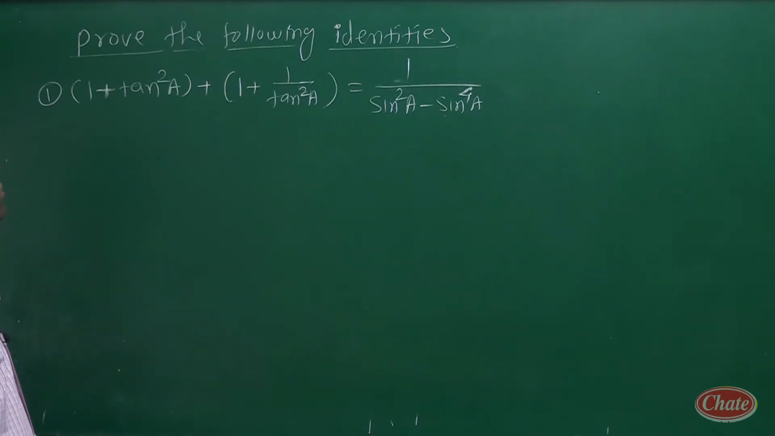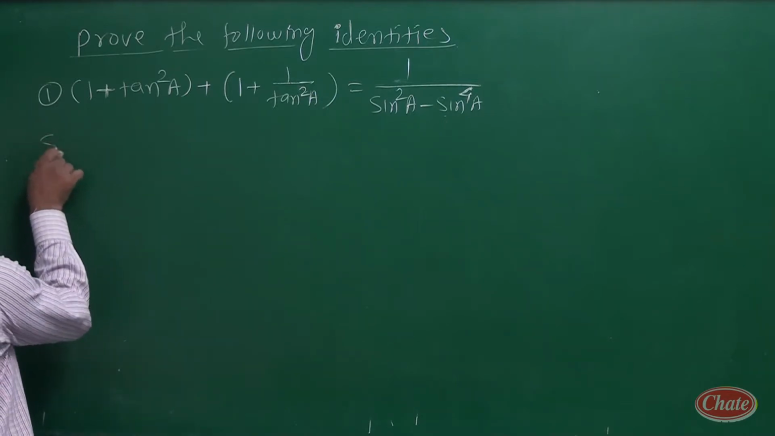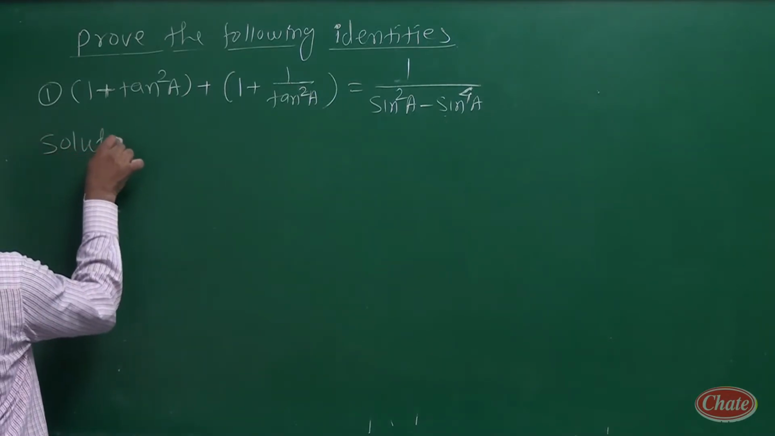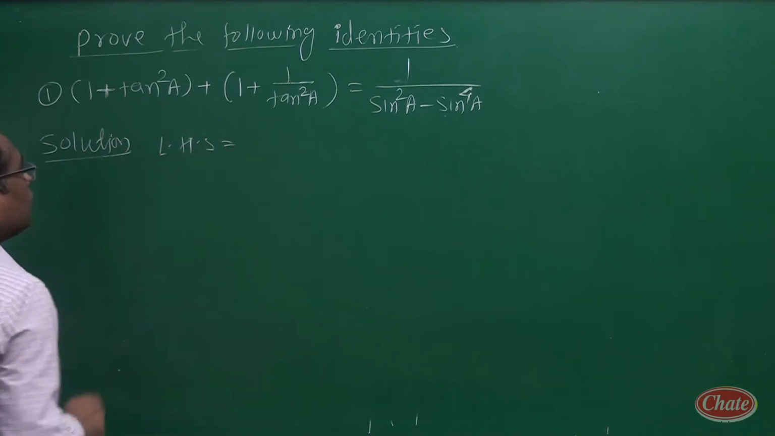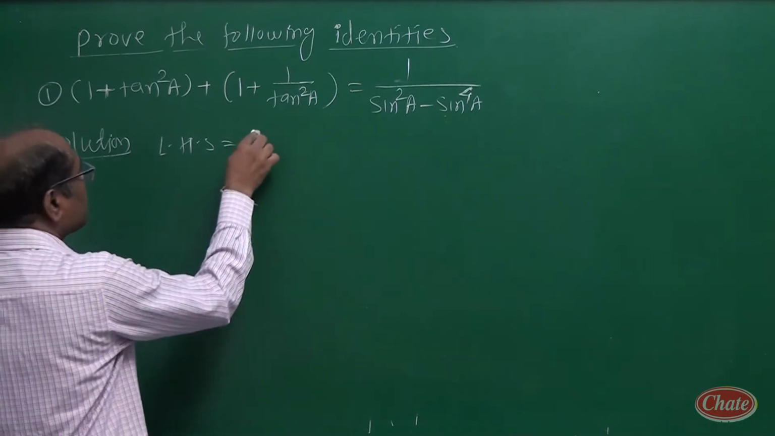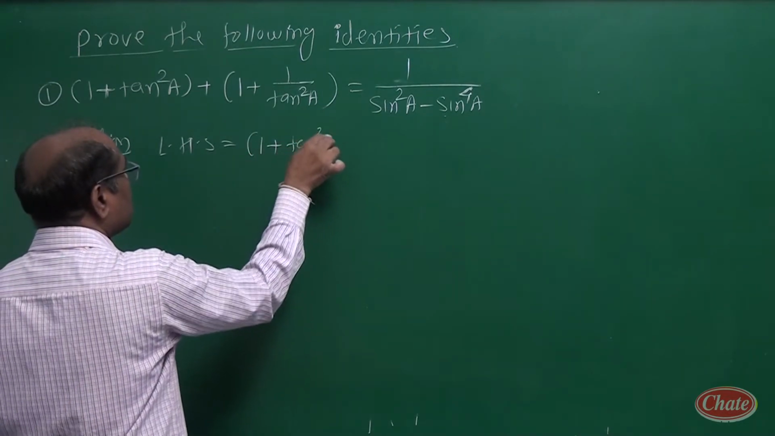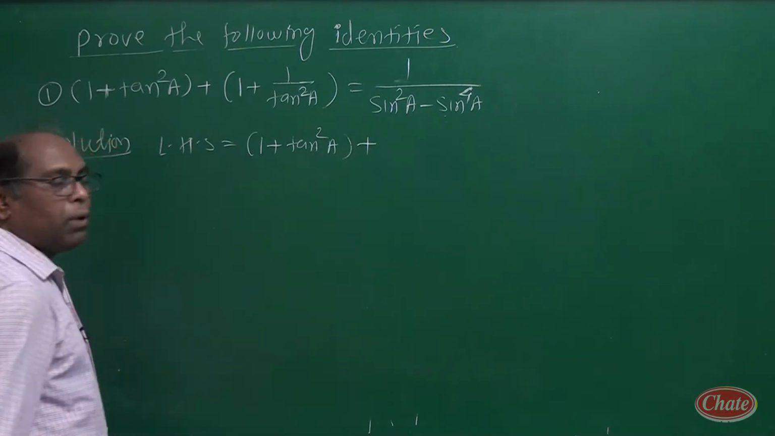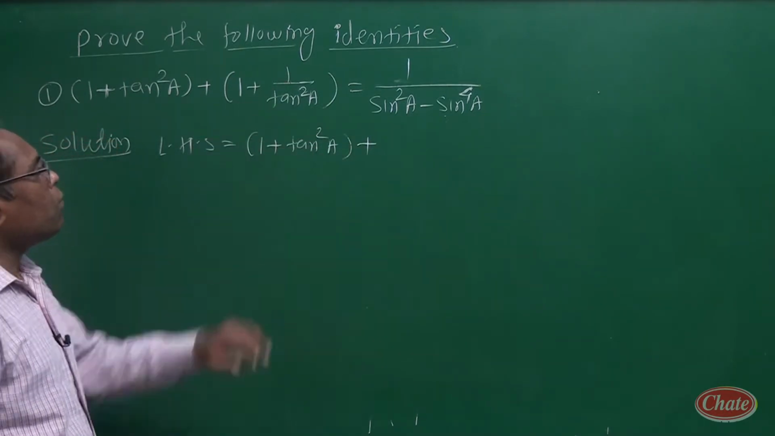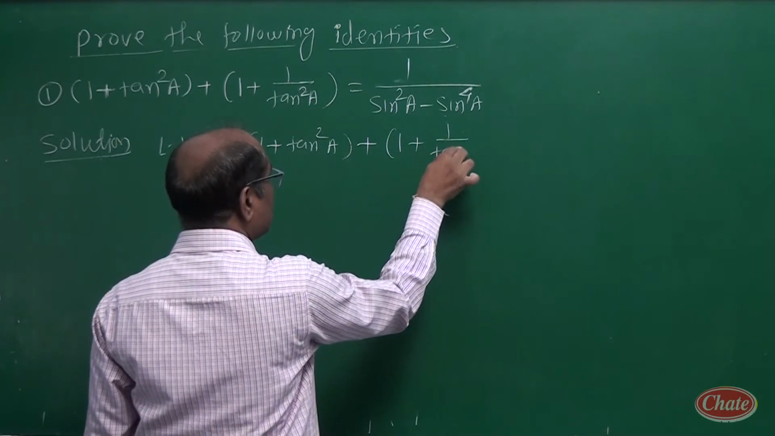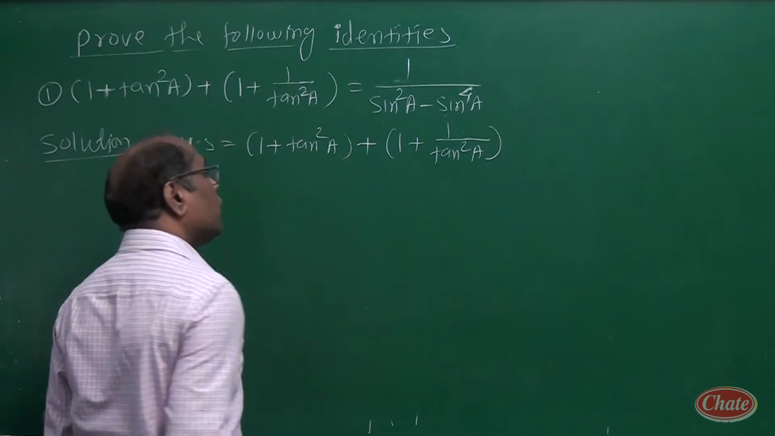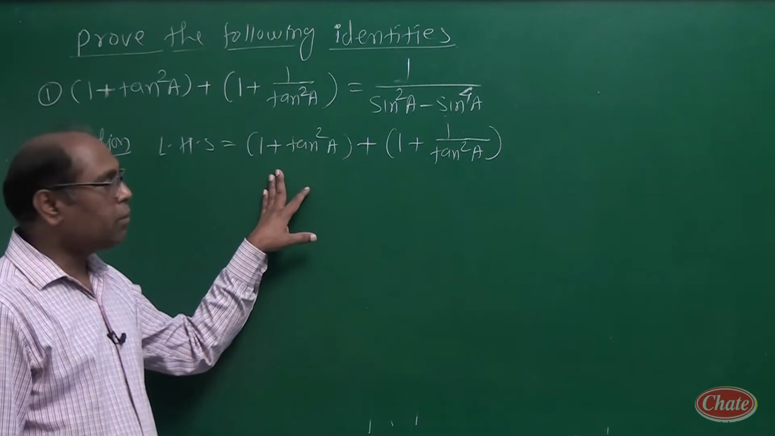Okay. Now we have to prove that left hand side is equal to right hand side. So here we are taking the left hand side. LHS is equal to 1 plus tan square a plus 1 plus 1 upon tan square a. So that is the left hand side.